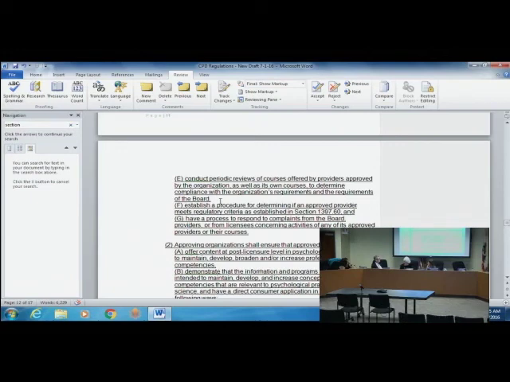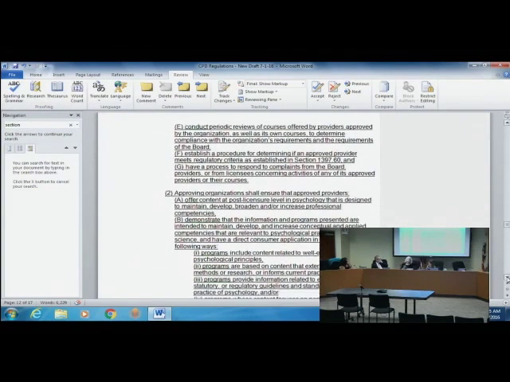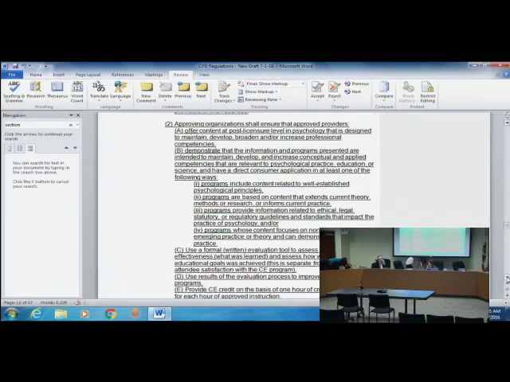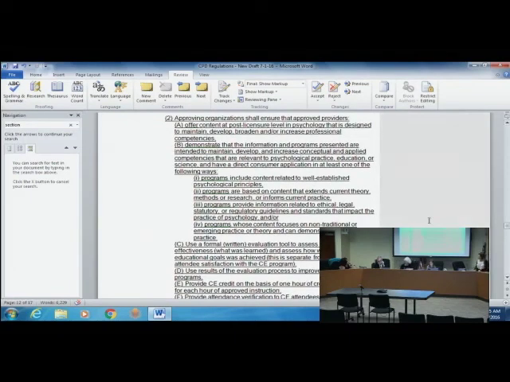Okay, so then number 2 under there, we've already said approving organizations, so that's good. Shall ensure that approved providers, whoever they're approving. And then again, I think we would want to be consistent. Either we're going to say the approved organization in one, or it's going to be plural or singular in both of them. You know how you just changed the subject verb in one? It should be the same, I think, for here.